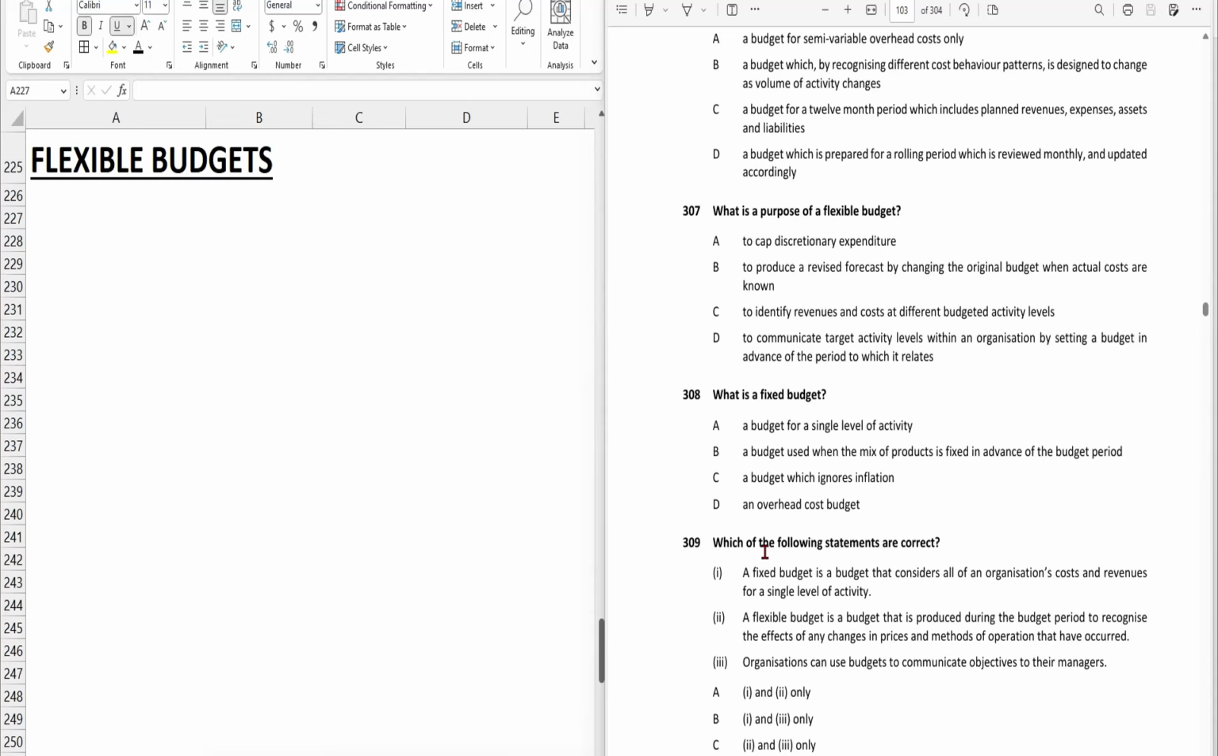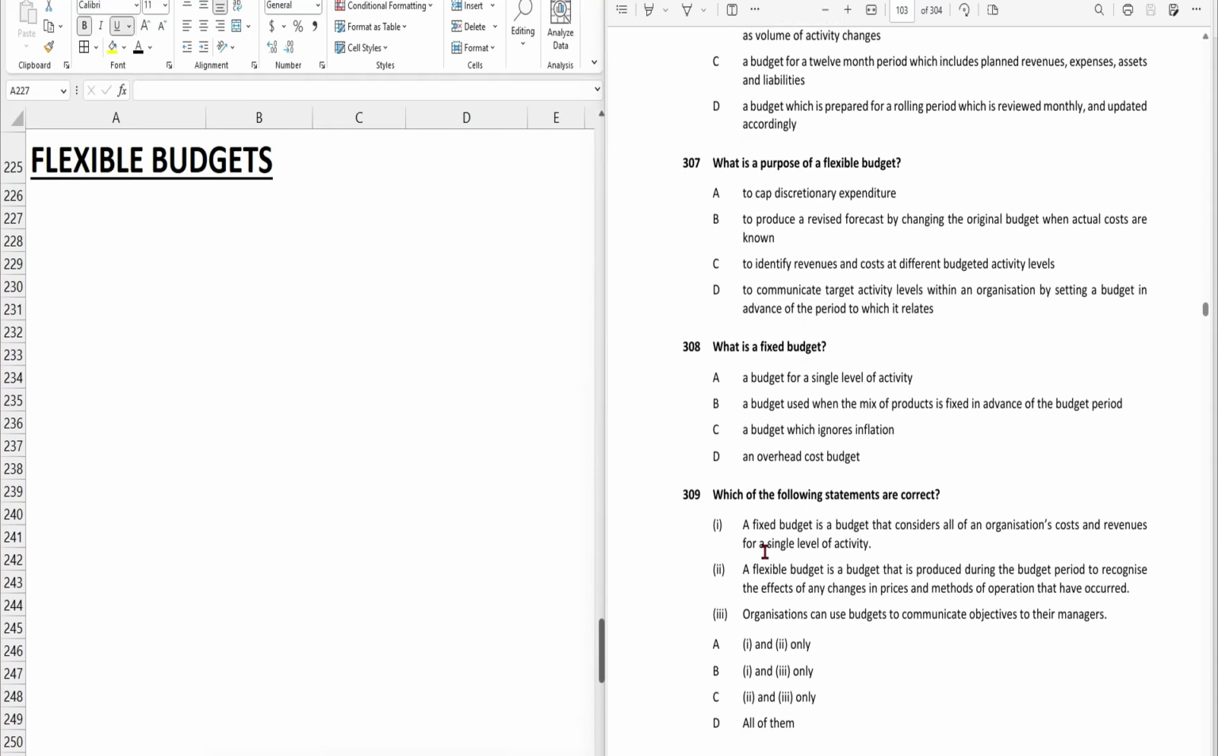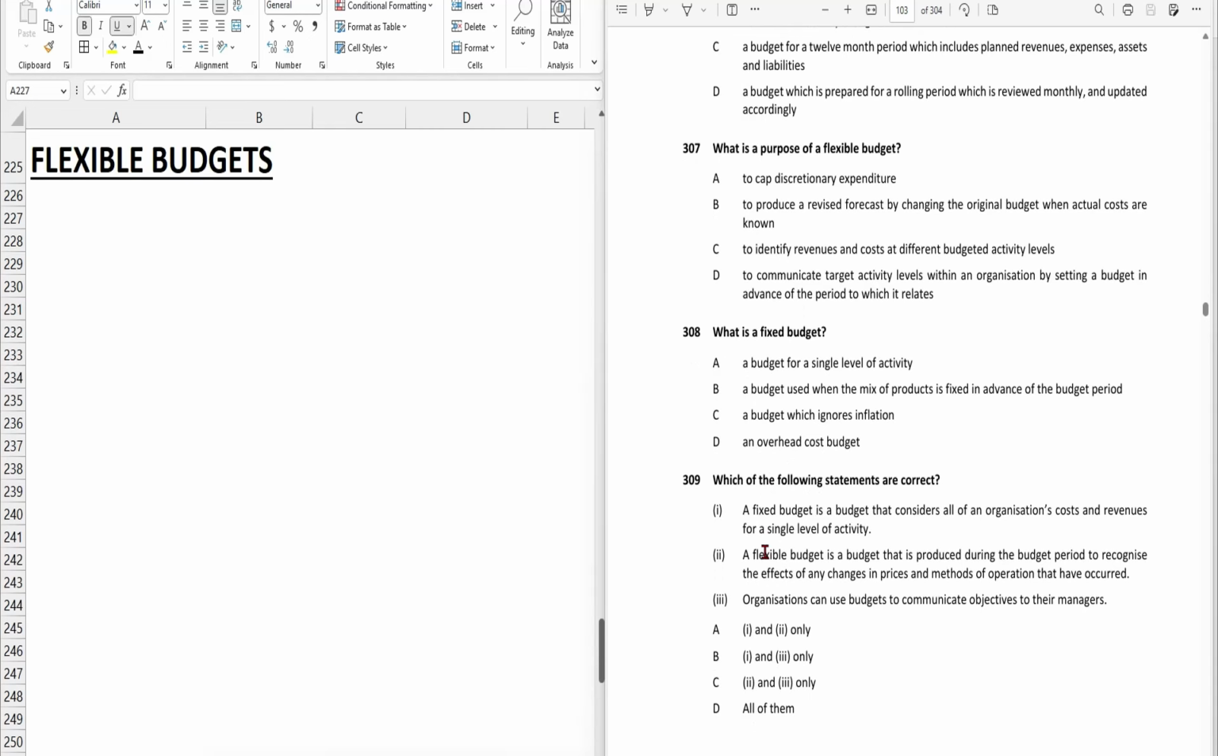So flexible budgets are about changing the figures as per your changing activity level, which could be your actual activity level during the period, not just setting one fixed target. Right? Okay. So next question. What is the fixed budget?